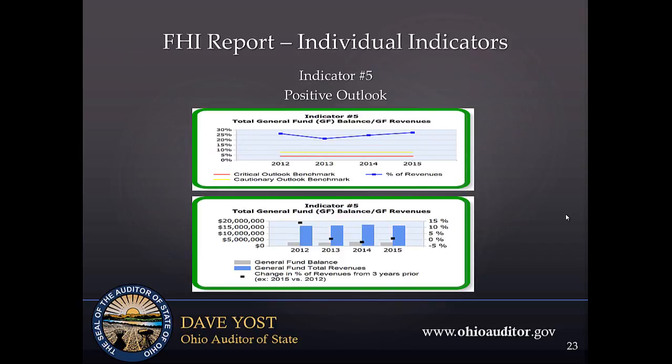Let's look at the graphs again for indicator 5. For indicator 5, we have 2 different graphs, and I will show you the difference for the different indicators. For a positive indicator, you can see we have a red and yellow benchmark line for the 4% and 8% amounts that were mentioned earlier. In this case, the current period is above the yellow line and therefore is a green or positive indicator. The bottom chart shows you the general fund balance and the general fund revenues, as well as the change in the percentage of revenues over the 3-year period as the black box.